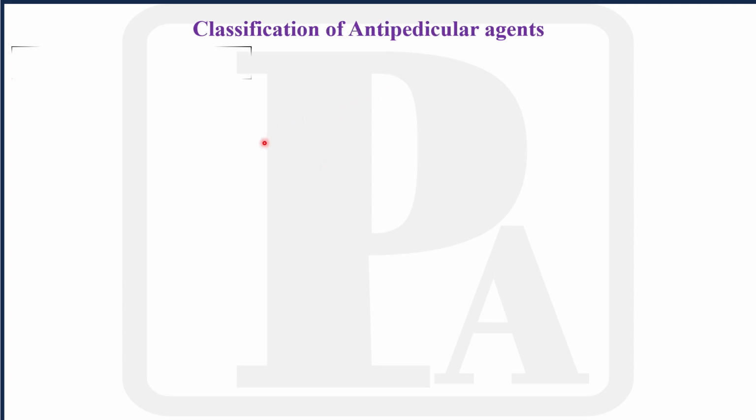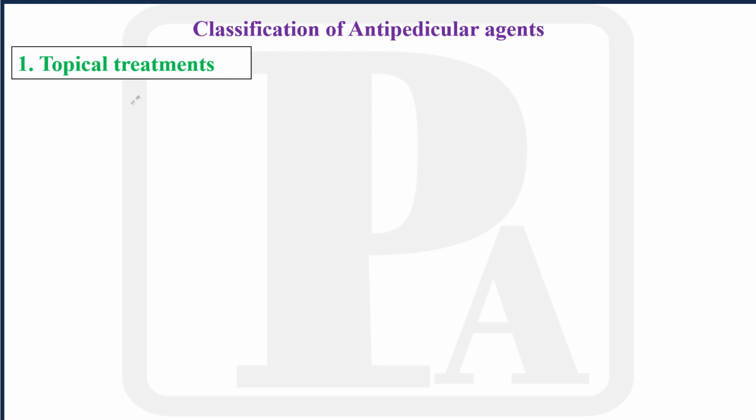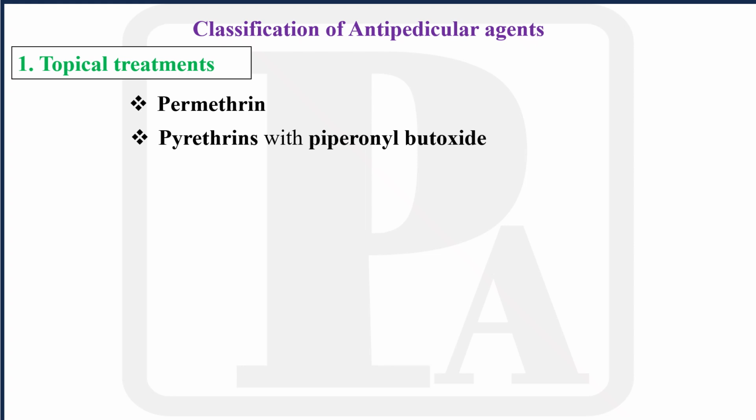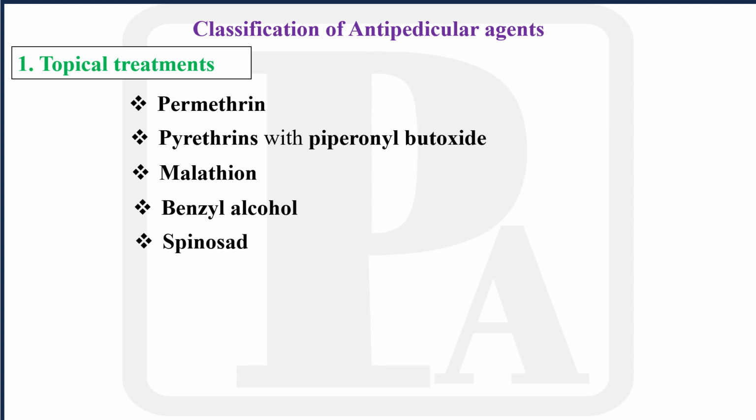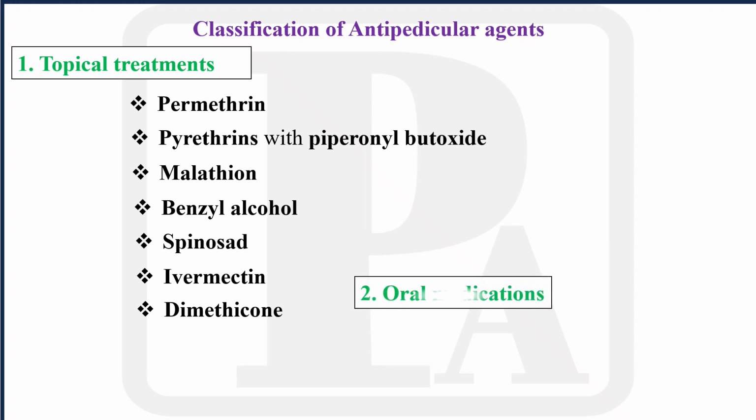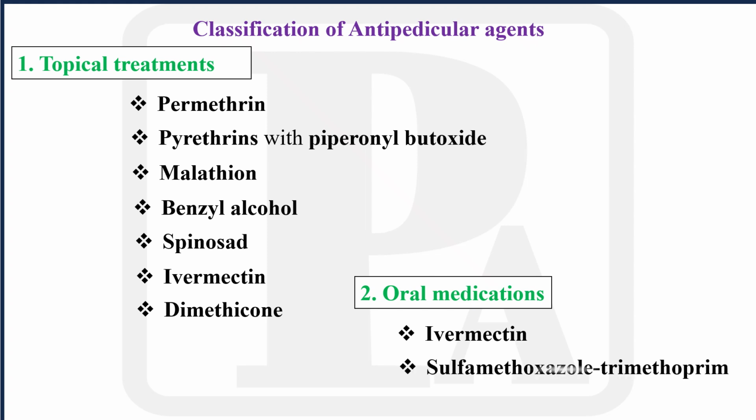Now we'll see the classification of antipedicular agents. Two types are there. The first is topical treatments. Examples are permethrin, pyrethrins with piperonyl butoxide, malathion, benzyl alcohol, spinosad, ivermectin, and dimethicone. The second type is oral medications. Two examples are there. The first is ivermectin. The second is sulfamethoxazole with trimethoprim.